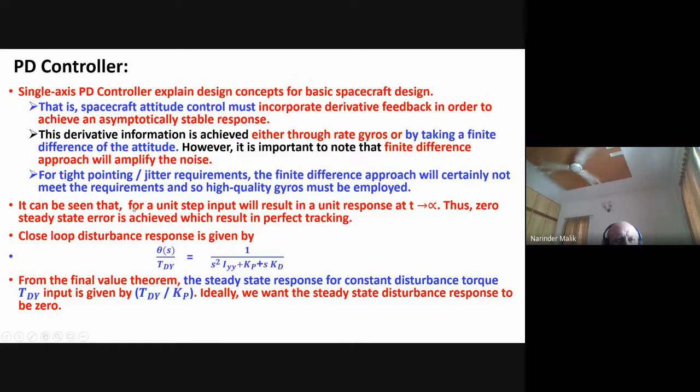It can be seen that a unit step input will result in a unit response at time t equal to infinity. Thus, zero steady state error is achieved, which results in perfect tracking. The closed loop response is given in this manner. From the final value theorem, the steady state response for constant disturbance torque input is given by Tdy divided by Kp.